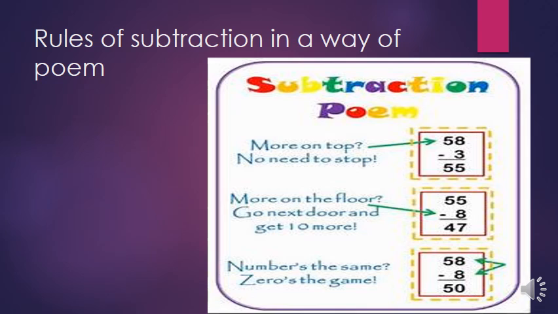Numbers the same, zero's the game. If the numbers are the same in minus, for example here 8 minus 8. Say you have 8 chocolates and you ate all 8 chocolates. How many chocolates remain with you? Nothing. Nothing means 0. So if the numbers are the same, it will become 0. Hope you understand, and you have to remember this poem. It's a very important thing.